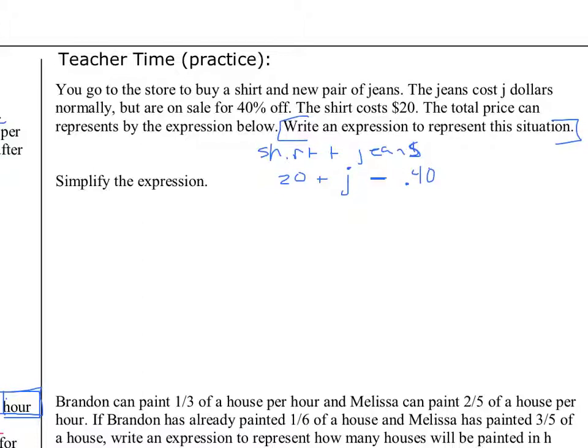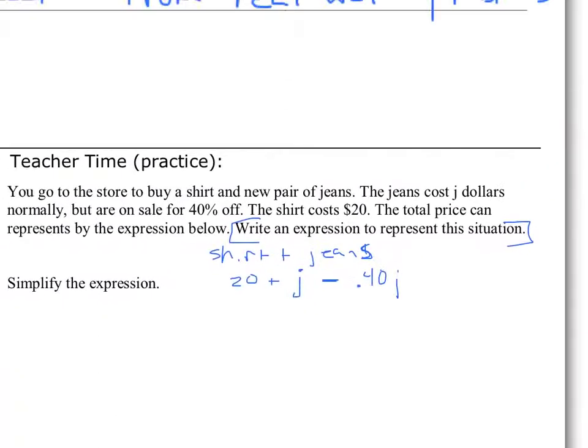Yeah, times the J. Because remember that what we learned in 6th grade was that if we took a part, or a fraction, or a percent, and we multiplied that by a whole, that gave us the part. So the part that we're trying to figure out is what 40% is. So part of that whole is 0.4 times J. 40% of the jeans would be 0.4 times J. And we're taking that off of our price.